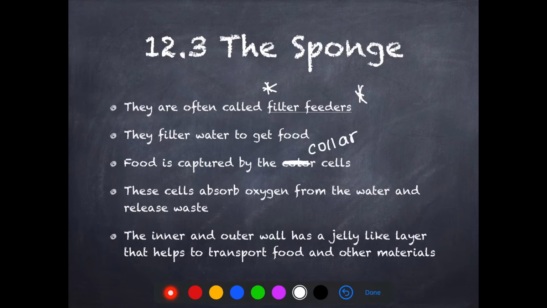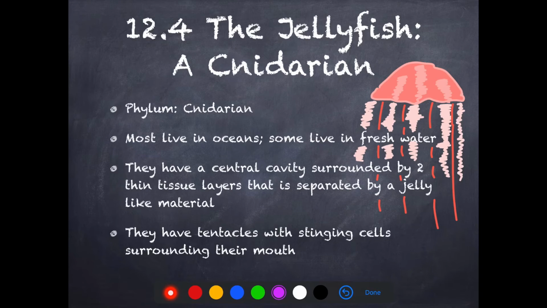Let me write that a little bit more neatly. These collar cells are also going to absorb the oxygen that they need from the water, and then they're going to release the waste that the sponge itself makes. Another thing to note is that the inner and outer wall of the sponge also have a jelly-like layer, and this is what helps transport the food and other materials like oxygen in and out of the sponge.